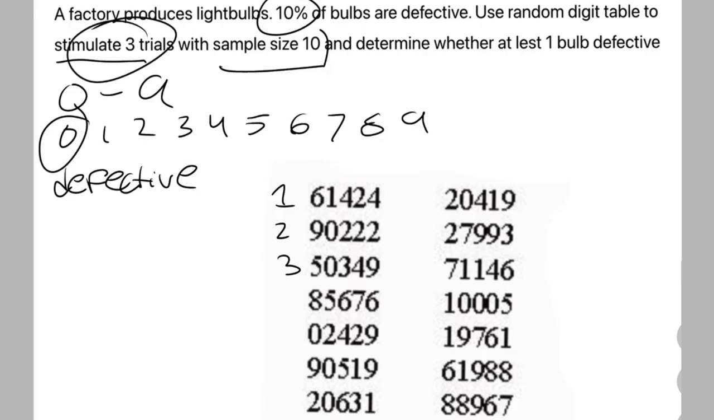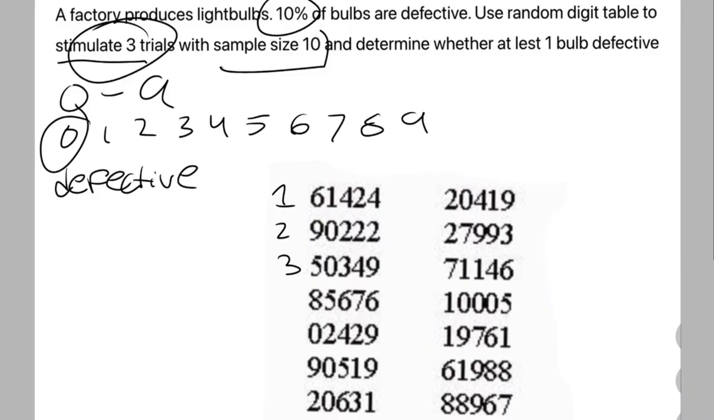Now, to do 3 trials with a sample size of 10, we're going to use 3 rows, where each row has 10 digits. Now we're going to look through each row, which has the sample size of 10. Make sure you're looking only within the sample size. So not 0, not 0, not 0, not 0, not 0, not 0. There is a 0, so there is at least 1 defective. I'm going to mark D for defective. Since already at least 1 is defective, we're done with this row.